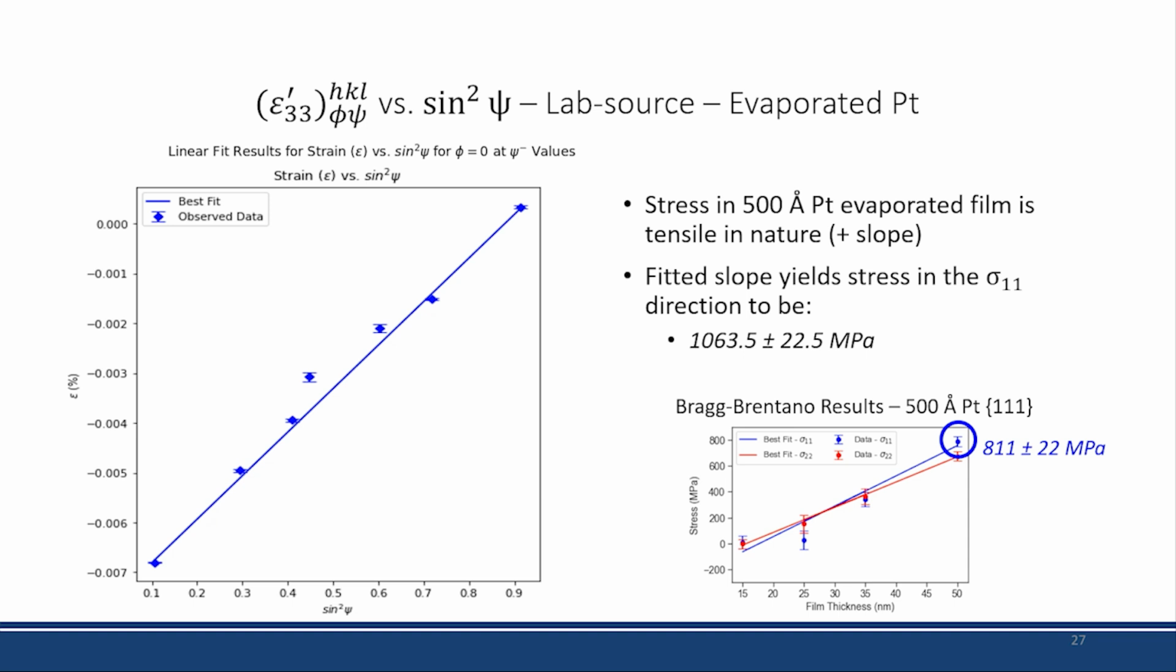Again, you see that it's tensile. But in this case, each one of these points represents the measurement from a different crystallographic plane. The fitted slope that I got yielded a stress in the sigma 1,1 direction of about a gigapascal. Just as a note, the Bragg-Brentano result from the same sample was about 800. It's not necessarily a direct comparison, because if you recall, that is only for one plane, the 111, and this is a more holistic view of the stress on the entire aggregate based on all of those planes. But they do show very similar trends.